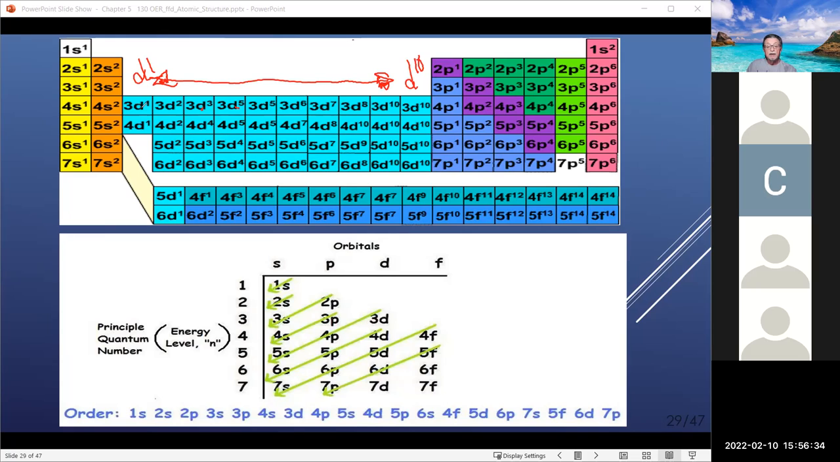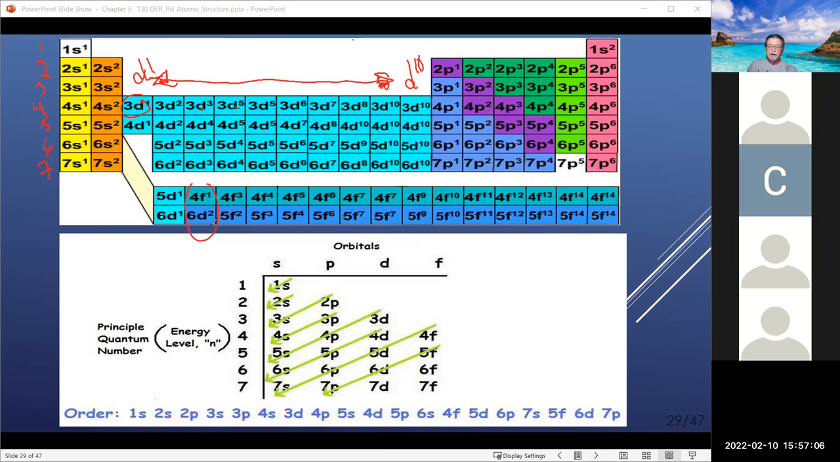Notice the green, the 3 energy level. The D's are in 1 energy level lower than the period that they're in. This is period 1, 2, 3, 4, 5, 6, and 7. So element number 21 is in the 4th energy level, but the D electrons begin at the 3rd energy level. And the same is true for the F.